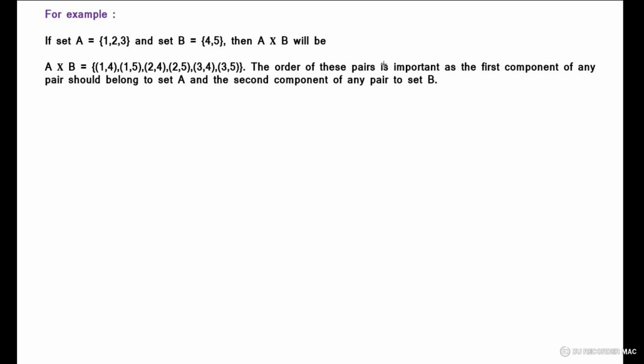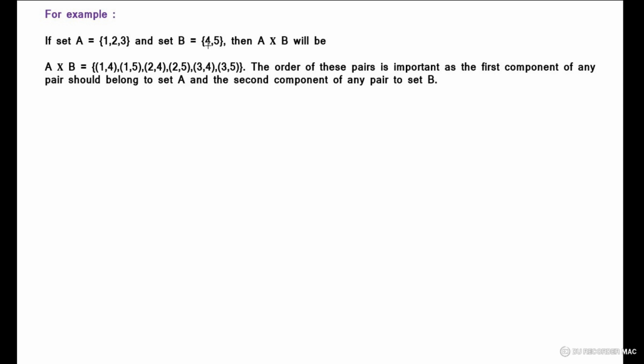The order of these pairs is important as the first component of any pair should belong to set A and the second component of any pair to set B. So what they are saying is, take this pair (1, 4) as an example. The first component is 1, and 1 should belong to set A. Now take the second component of the pair, that is 4. So 4 should belong to set B.